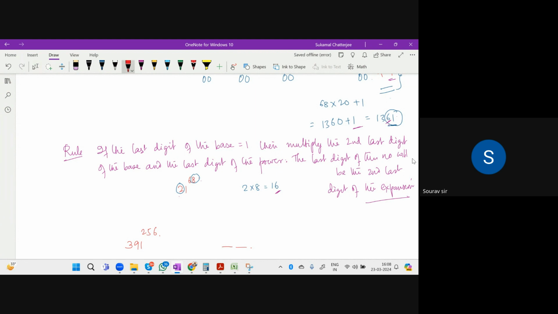Okay, so according to the rule, what should I do? Explain the rule to me. I have the second last digit 9 and the last digit of the power 6. So 9 into 6 is 54. The last digit of this number is 4, so this will come here. And the last digit obviously will be 1 because 1 is the last digit of the base. So the last two digits will be 41. Absolutely correct. Everyone clear?